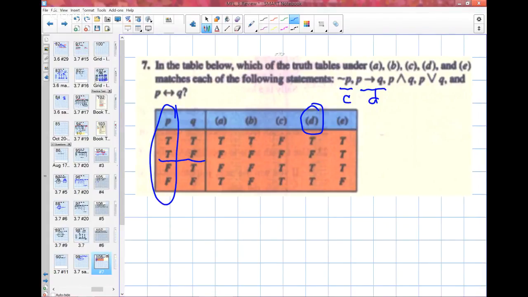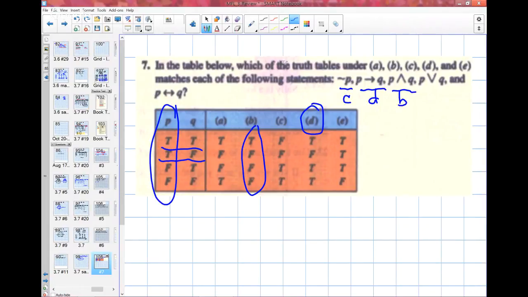Okay, how about the next one? P and Q. So that's what? That's the rule, true only when they're both true? Right. So which of the 5 columns is only true on the first row? This is where I got lost. But just look here. Row A has TFFT. Row B has TFFF. It's only true when both are true. Yeah, that's true. So that's it.